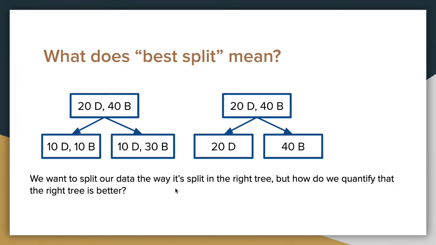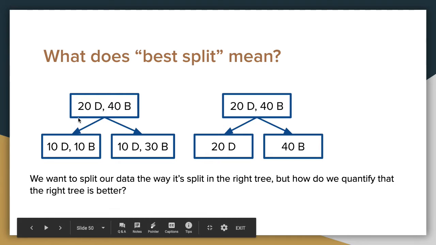Okay, so at each step of making the decision tree, we have to split our data in the quote-unquote best way. But what does that really mean? And so this slide is attempting to illustrate this. On the left side, we have one way of splitting.